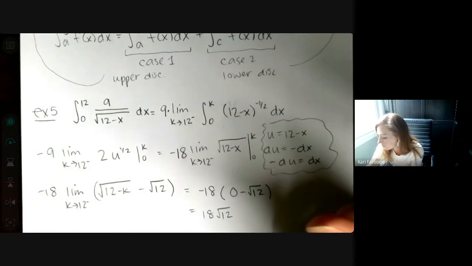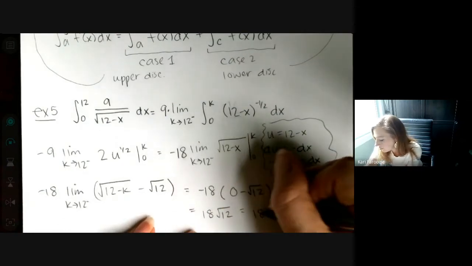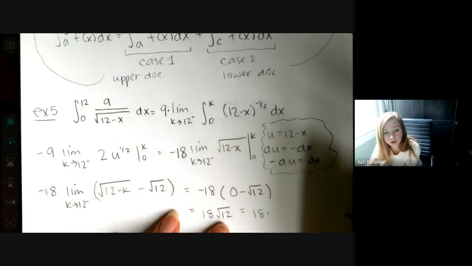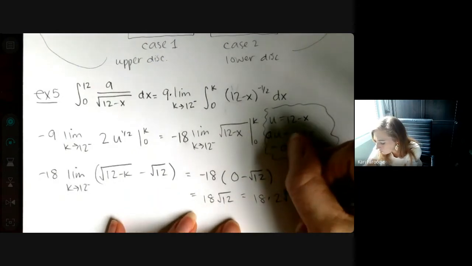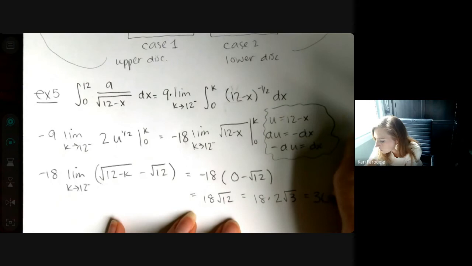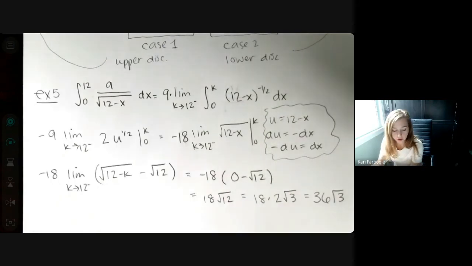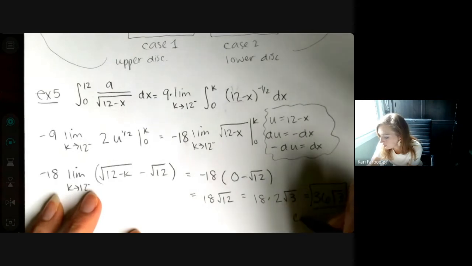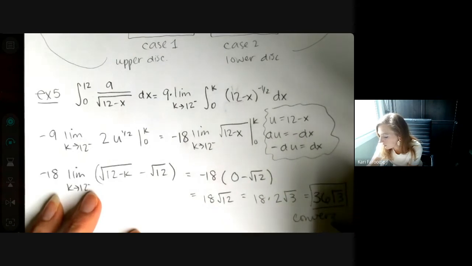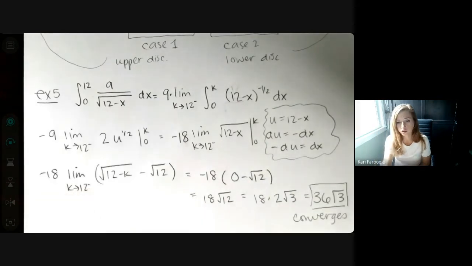I don't know if Achieve wants you to simplify that. I doubt it because I know how they are. But split 12 up into some perfect square factors. 4 times 3, the square root of 4 is 2. You'll still have a 3 left over. And you'll have 36 times the square root of 3. And you will find that the area does indeed converge.